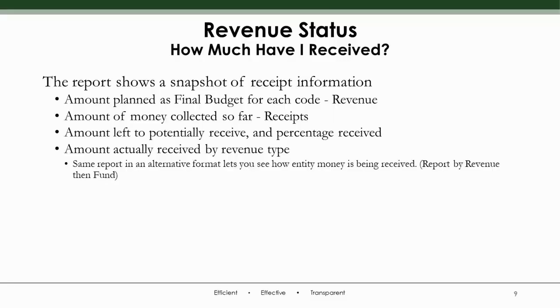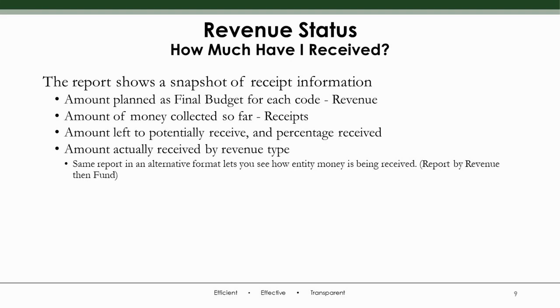Now the revenue and receipt position answers the question, how much have I received through the revenue status report? This report shows a snapshot of receipt information, such as the amount planned as a final budget for each code, which is revenue, the amount of money collected so far, which is receipts, the amount left to potentially receive, and the percentage of that received. And in other reports, we can actually order the report by the amount actually received by revenue type. It's an alternative form of the report so you can see how your money is being received.